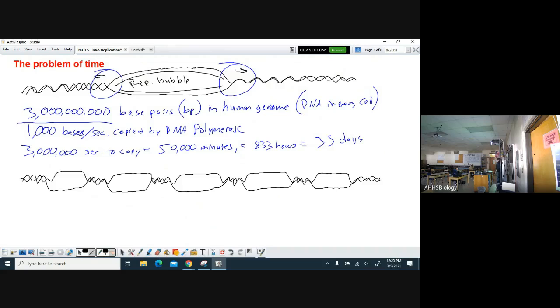How many places are we copying from here? 10. Remember, you're copying from both sides of each of the bubble. So this one is expanding this way, and this way, and this way, and this way. So in this case, instead of taking 35 days, well, we're copying from 10 places, so it's going to be 3.5 days. And it really happens in thousands and thousands of places.